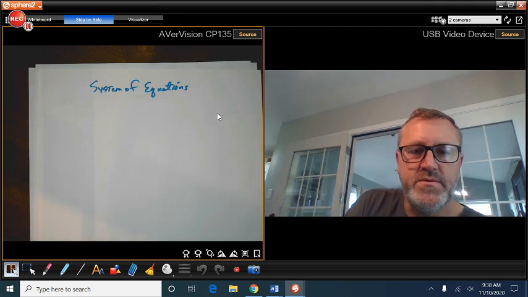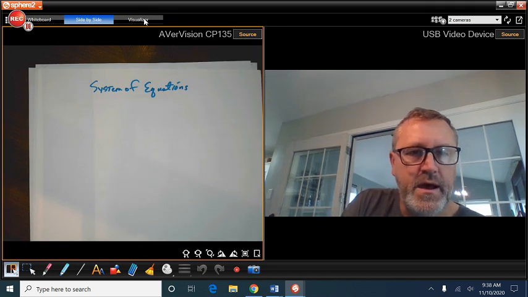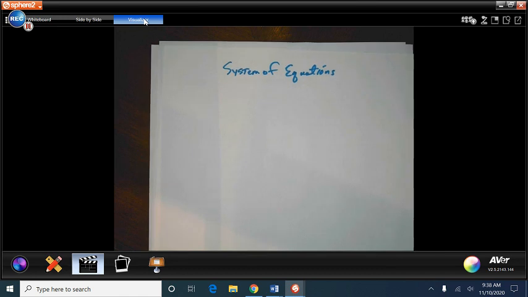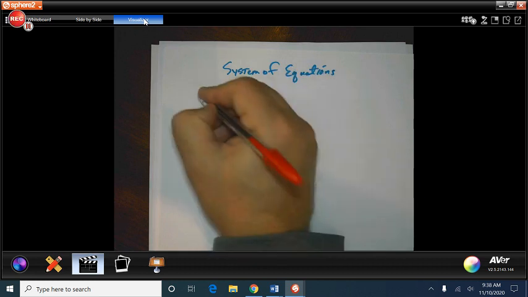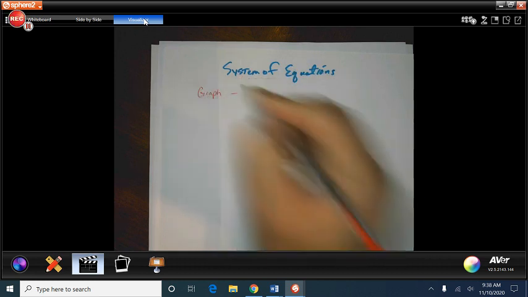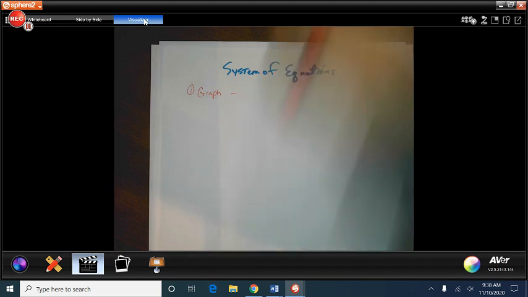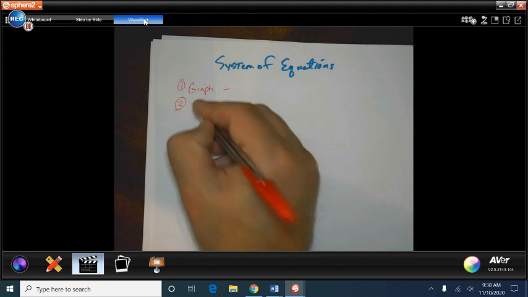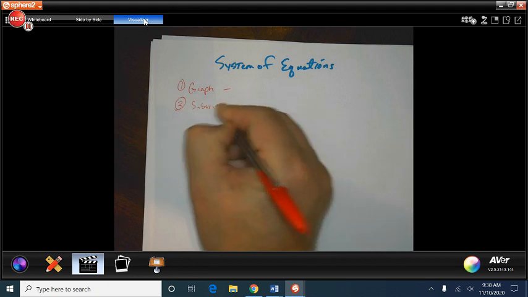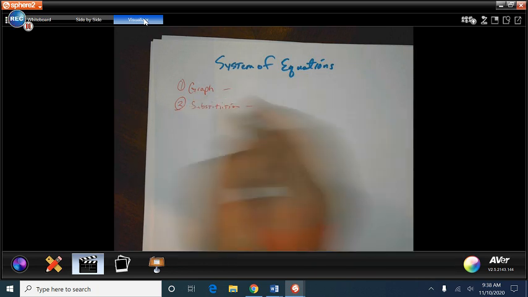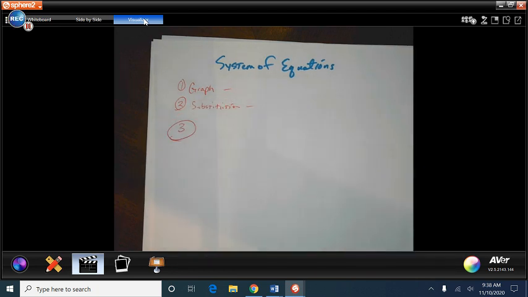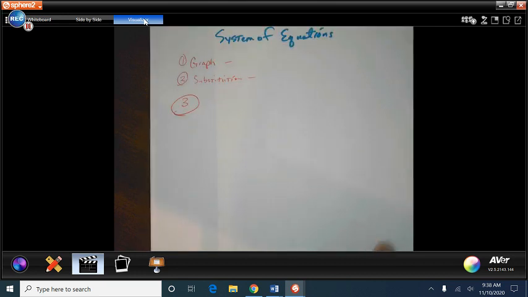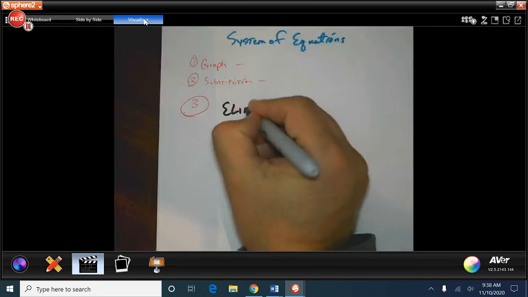All right, so back to this screen, and it says system of equations. The one that we're going to do today is called the elimination method. Again, remember I said we could graph, which I showed you last week. That's one way to do it, the graph. Another way would be the substitution, and that's another one that we did last week. But the third, and the one that we're going to talk about most of the time today, is called the elimination method.